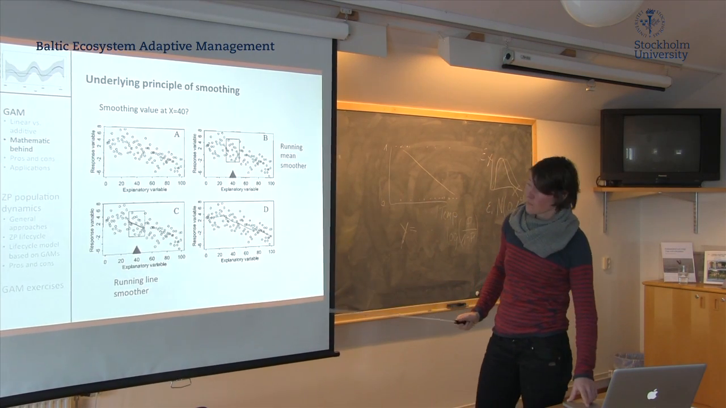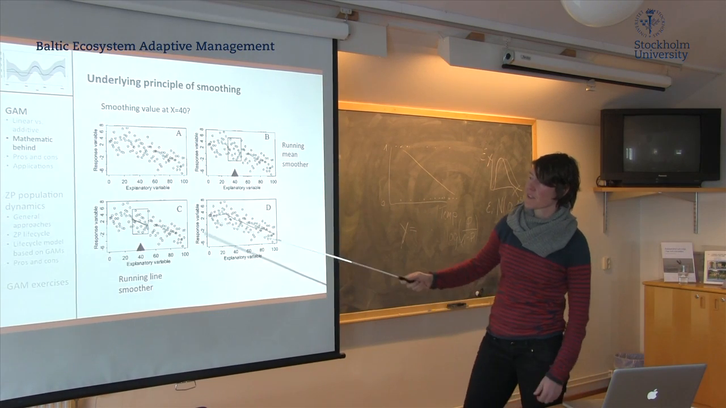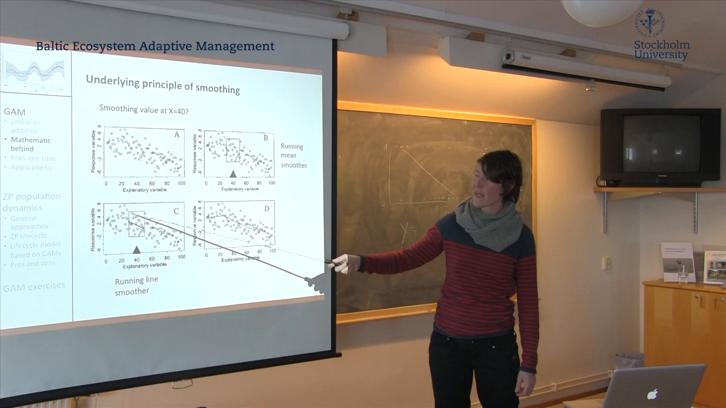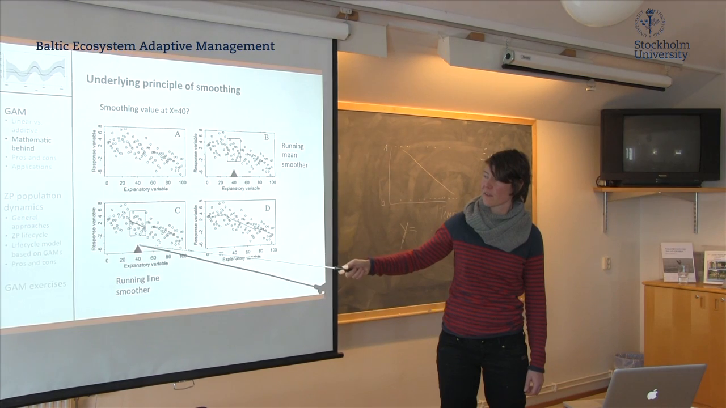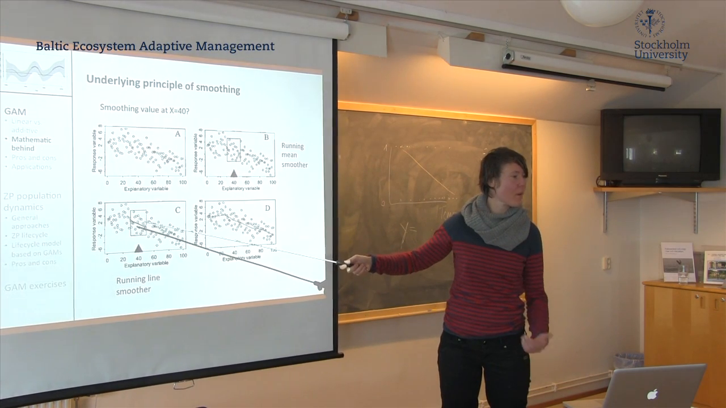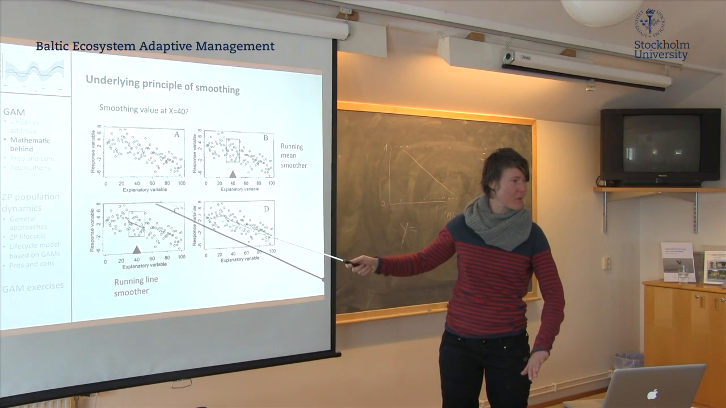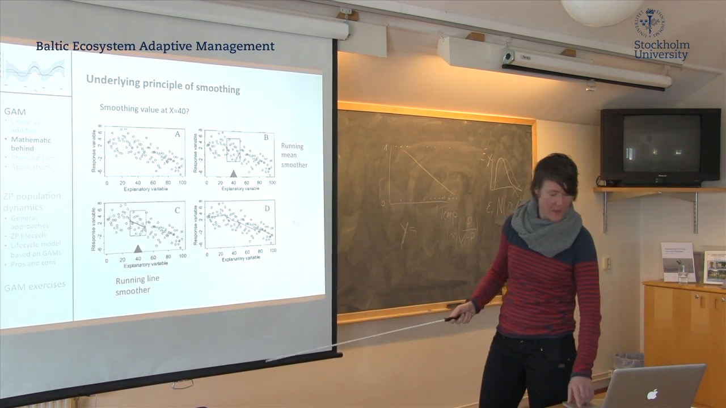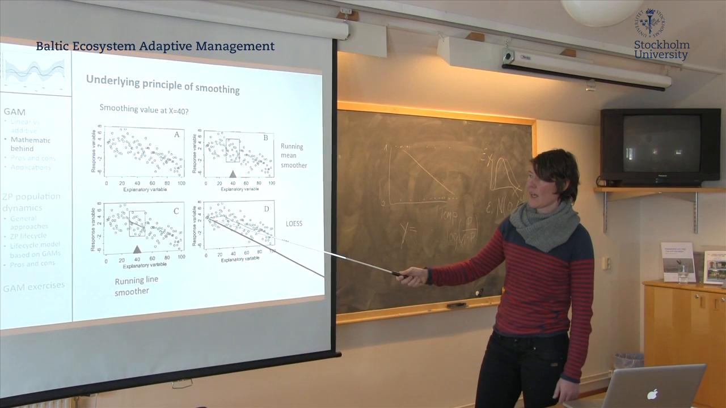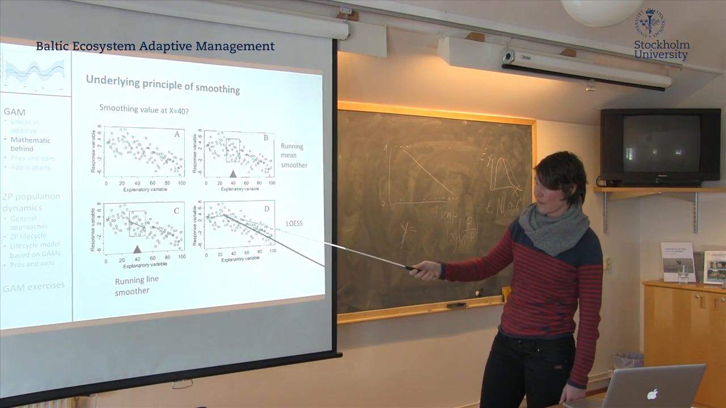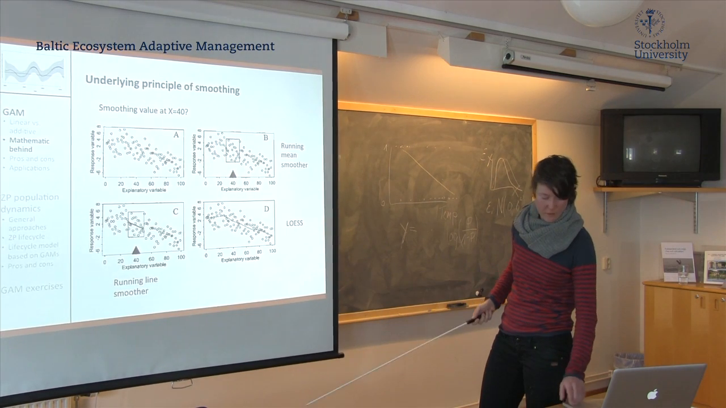Or you weight, what you can also do, you can weight those data points, and the ones that are closer to your x, the ones you're interested in, get more weight, and the ones furthest at the edge of the boxes get less weight. Then you end up with a LOESS smoother. And this is how it looks when you go through the entire time series.